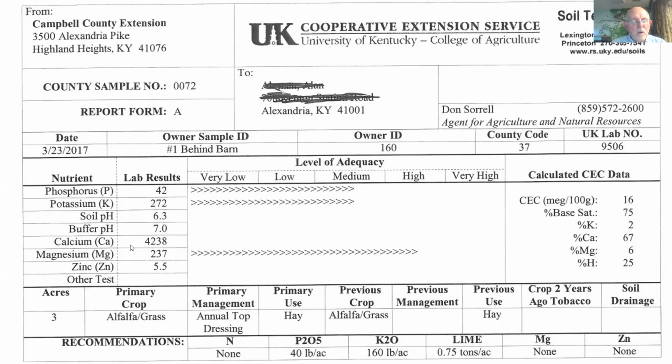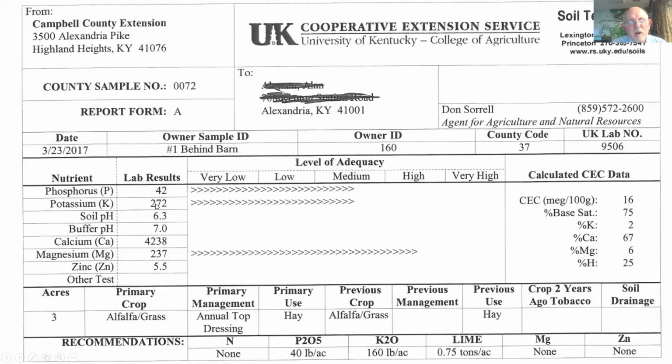All right. I'm going to jump down here about towards the bottom, and this is 3 acres. We see that the primary crop is alfalfa grass, and this is an annual top dress. So this field is for hay, okay? And the previous crop was alfalfa grass as well. So in this case, a hay field made up of alfalfa grass, and he's just going to test this and see how much fertilizer, if any, he needs to put on for the growing season. All right. So let's take a look at it.